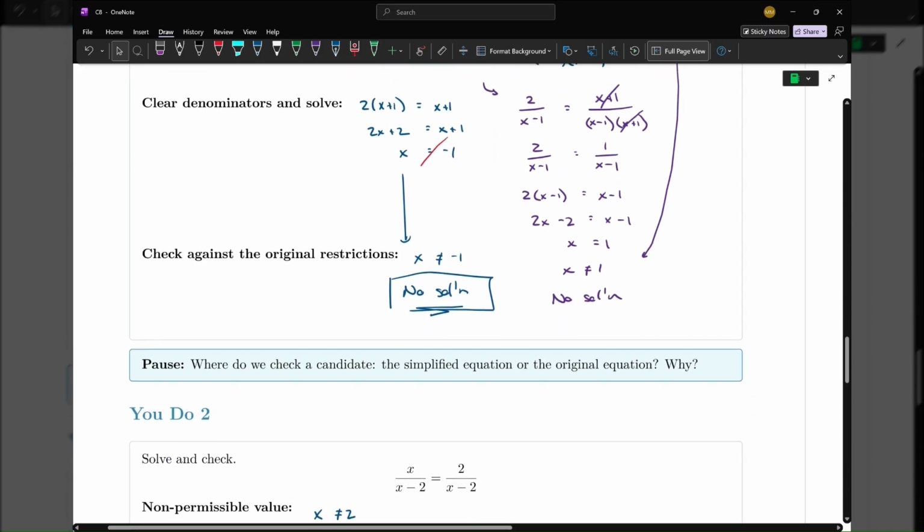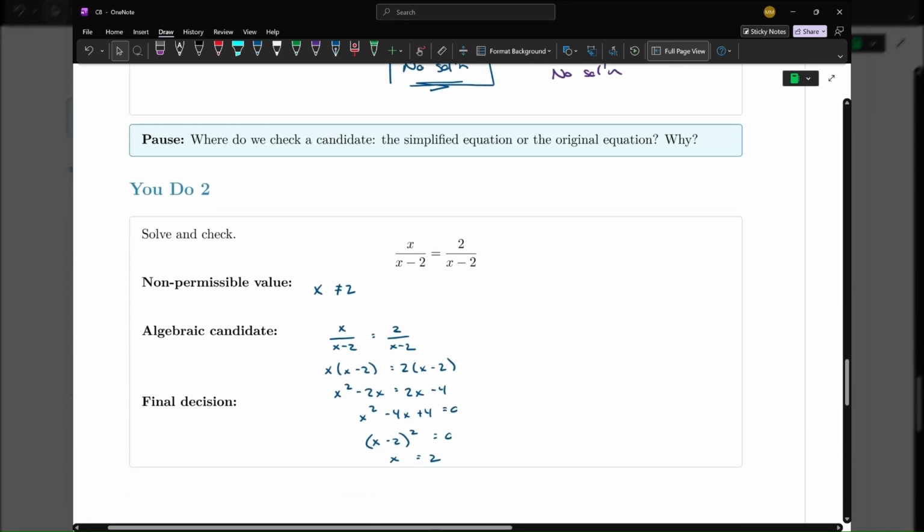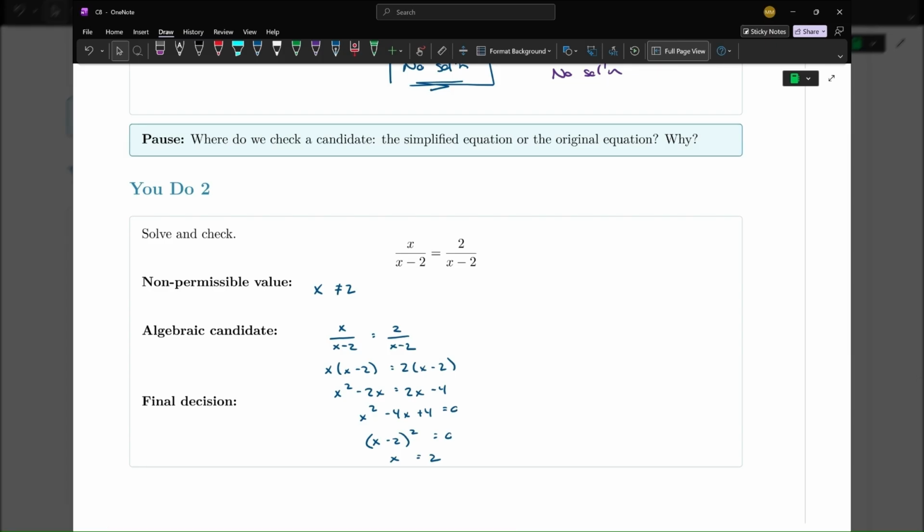So last one for you to do there. You can see at the bottom of the screen, x over x minus 2 equals 2 over x minus 2. So solve that, check it, and again, keep in mind that your solve is just finding the candidates, not necessarily your final solutions. So I note that the non-permissible value is x can't be 2. When I go to solve it, I see that is my answer, x equals 2. So therefore, I'm going to say, well, x cannot be 2. So I'm just going back and crossing it out. I'm going to say there's no solution. I had the one option, that one option doesn't work out, there are no options. That's it.